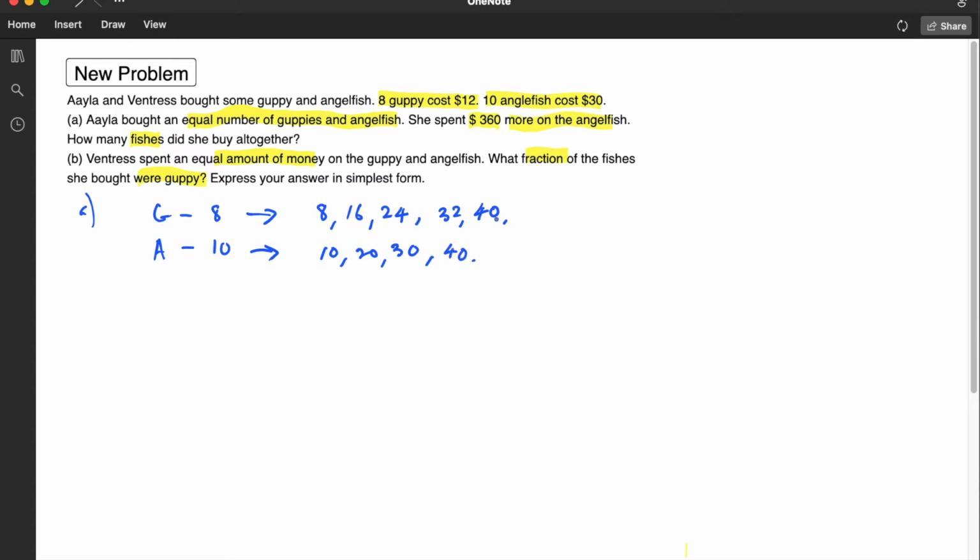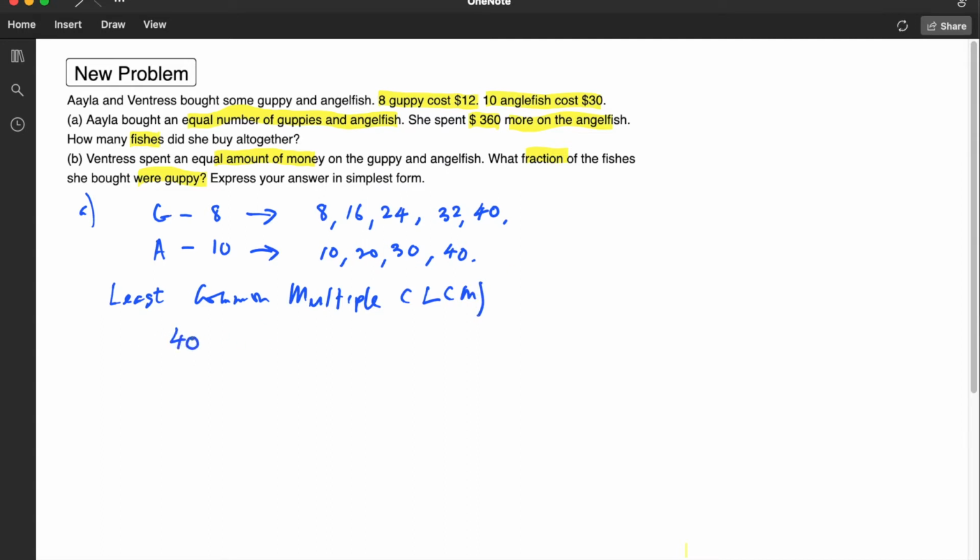So 40 is what is known as the least common multiple. Sometimes it is also known as the smallest common multiple. So this can be shortened as LCM. So we get a number here.